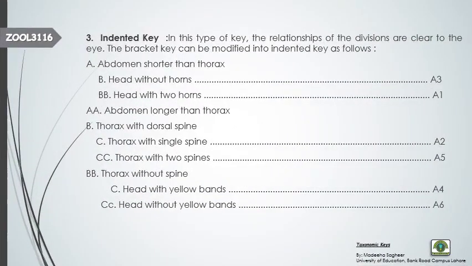Okay, another type of dichotomous key is the indent key. This is a very useful key, and it is a modification of the bracket key. In the bracket key we do have divisions, but that division is not clear to the eye while reading the key. But in the indent key we have clear divisions showing the relationship of the divisions while reading the key.